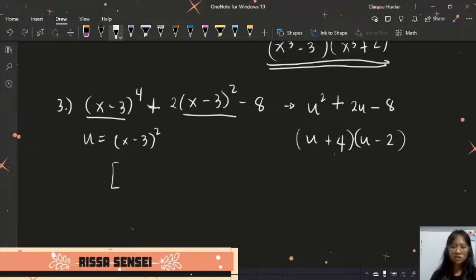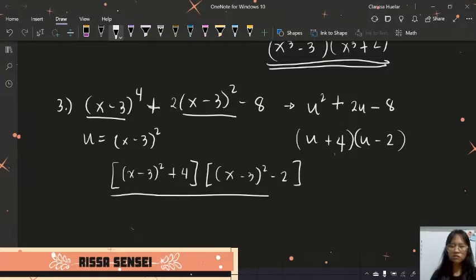Magiging x minus 3 squared plus 4 multiply with x minus 3 squared minus 2. So, this is not factorable anymore. Hindi na natin mafa-factor ito kasi positive yung nasa positive to. So, it's not factorable. Ito naman, ma'am, ito negative, hindi rin siya factorable. Wala na tayong maiisip na factors ng negative 2 na magiging sum ay 0. So, ito na yung final answer. If you want to expand, it's okay.